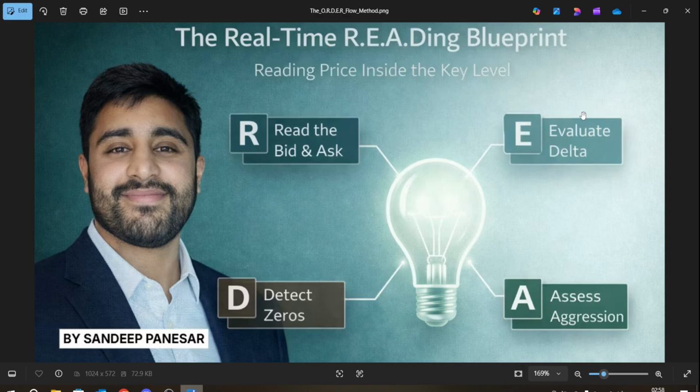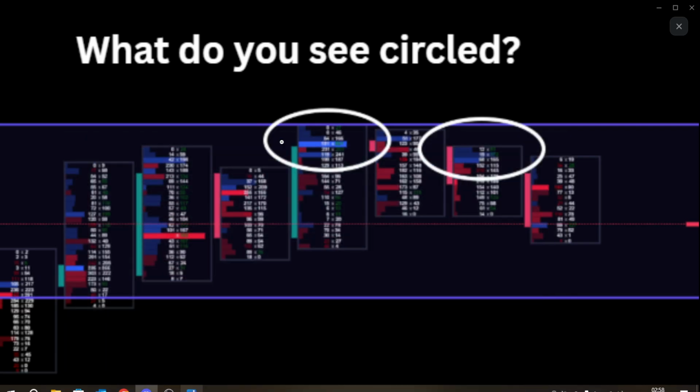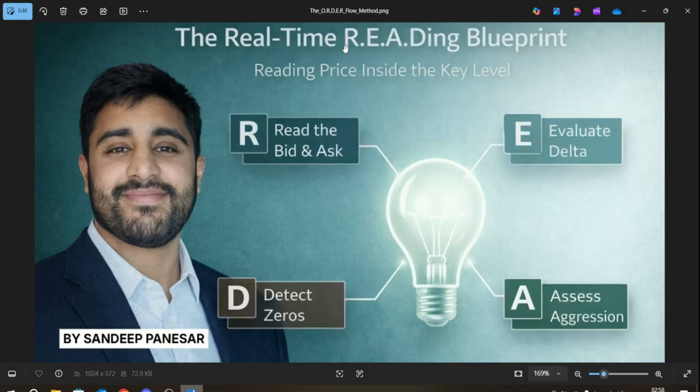So what we're doing is we're evaluating delta. We've read the bid and ask, right? We're evaluating delta, then we're assessing aggression, right? So when we assess aggression, what we're really assessing is the color of the delta inside of the candles. This is very, very important to understand. Your key levels will not mean anything unless you can read the price action behind them. So much so that I've even labeled it out for you. READ. Read the bid and ask, evaluate the delta, assess the aggression, and detect the zeros.